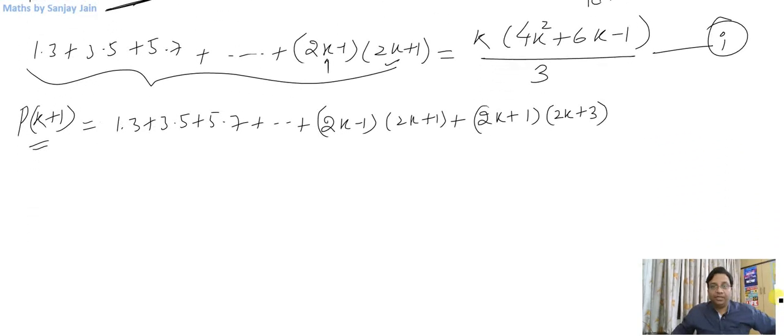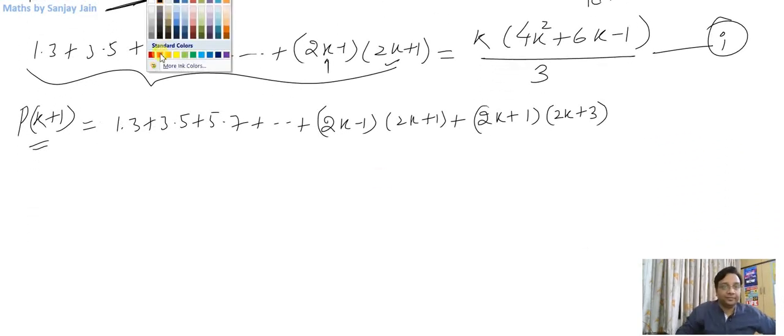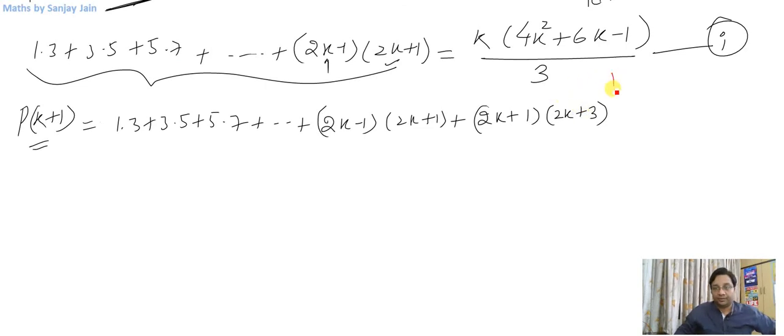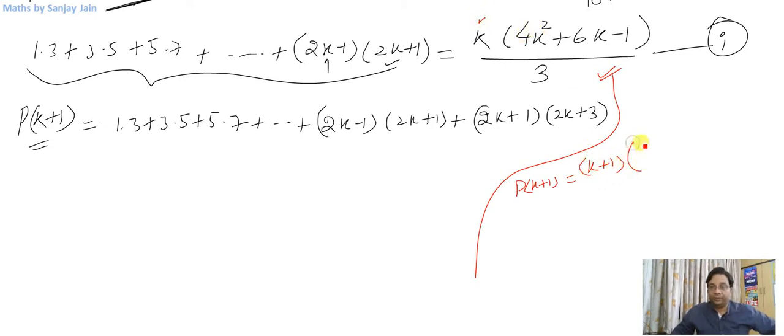See, this is the right hand side of P(k). So P(k plus 1) should have on its right hand side, I will replace every k with k plus 1. So (k plus 1) into (4(k plus 1) squared plus 6(k plus 1) minus 1) divided by 3. This is what I want on my right hand side.